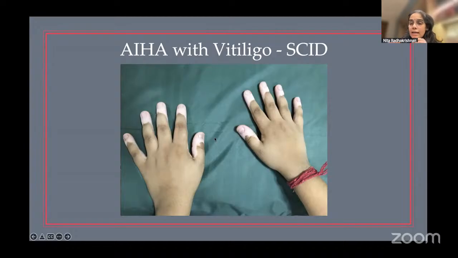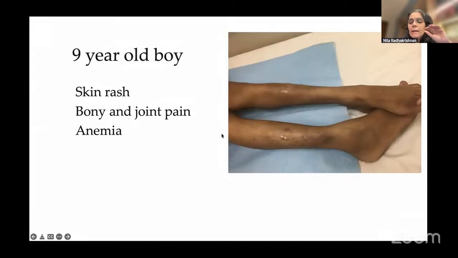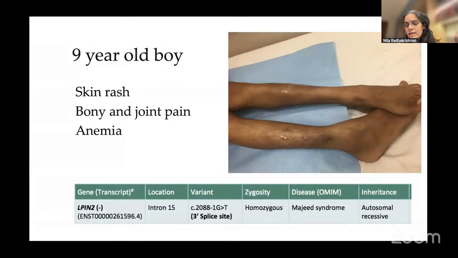This is not infection as such, but I thought since it's dermatology, we should also show this kind of vitiligo with autoimmunity. Think of immune deficiency in a patient with recurrent skin rashes like this. This patient actually had skin rash and bony pains, came to us for anemia, and later evaluation turned out to be an autoinflammatory kind of disorder called Majeed syndrome.